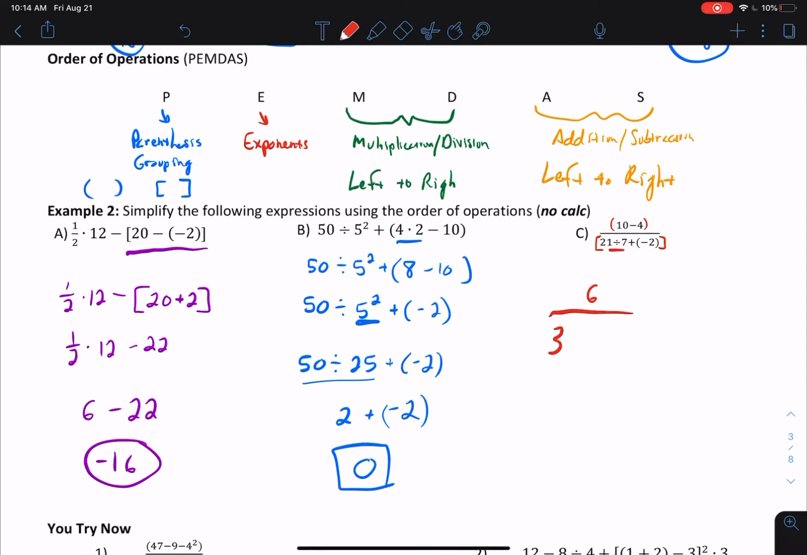Okay, 3 plus, and then I've got these negative 2 in the parentheses. So the numerator still is simplified at 6. The denominator, 3 plus negative 2, that's 1. 6 divided by 1, anything divided by 1 is going to be itself. So our final answer there is 6. Okay, so that is how you use order of operations. You got to go through these letters, P, E, M and D together, A and S together. You got to go through that for every problem when you're simplifying these.